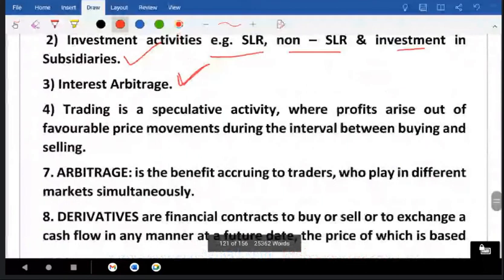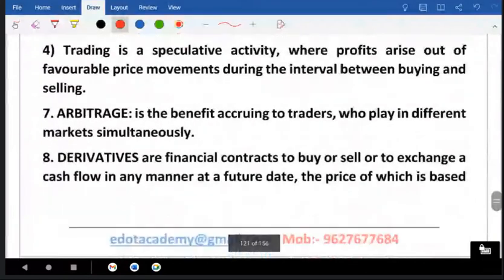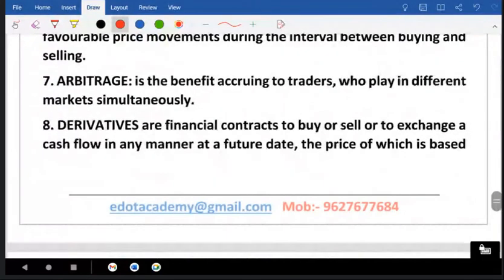So arbitrage is nothing but the benefit accruing to a trader who plays in different markets simultaneously. Meaning is that you purchase one security at one point, like in Bangalore, and you can sell simultaneously in New Delhi. Okay, just I'm giving you one example. So at the same time you can make one agreement that I will purchase this, and you can sell with a minor margin of profit. Okay, so it's called arbitrage.